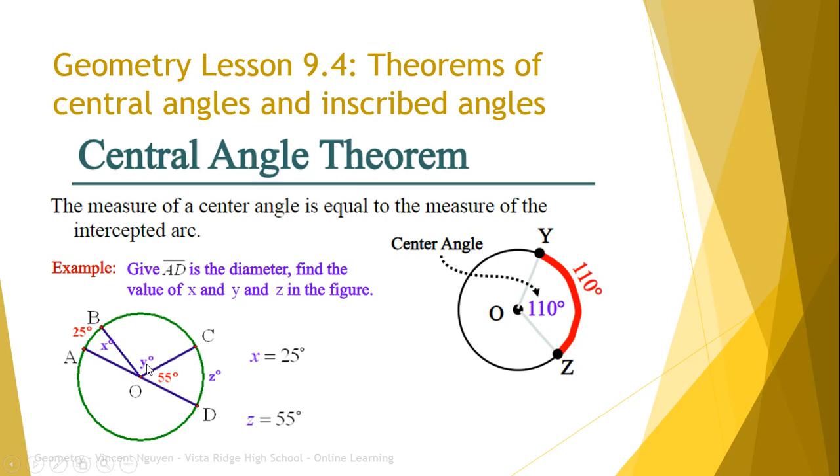Now let's talk about y. y doesn't have the measure for the arc. But as you know, half of a circle is 180 degrees. So if you take 55, add 25, and subtract that from 180, you'll end up with the arc BC, which is also the central angle y. So y ends up being 180 minus 80, and that's 100 degrees.